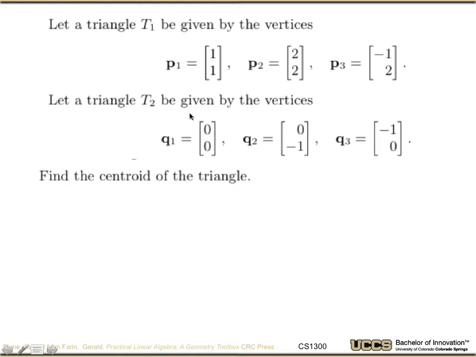So let's go back and try something simple again. Given the triangle, compute the centroid. Come back to the video after you've computed the centroid for both triangles.